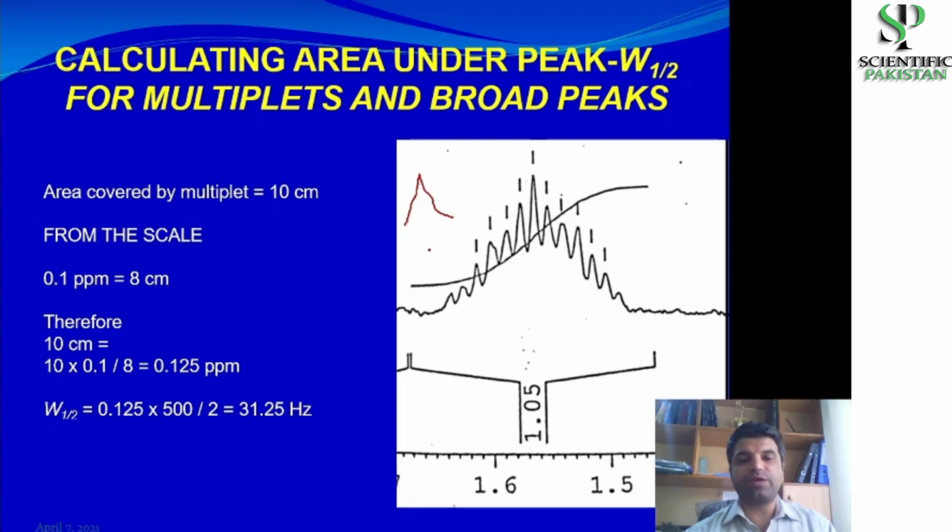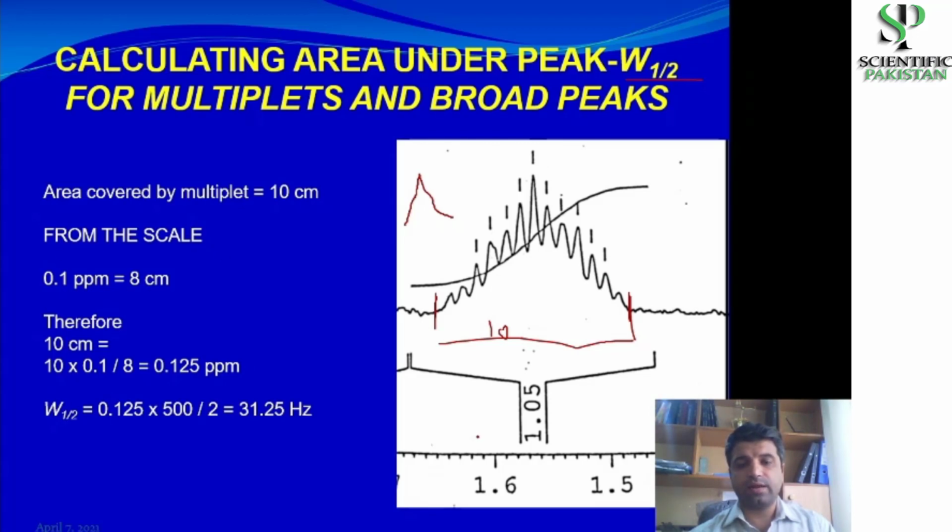For these types of peaks, we calculate the width at half height, which we also know as the W half. So how will you calculate the W half? W half is the width at half of the height of the peak, right? For this, you need to do some calculations. So you take your scale and you measure the distance between the start and the end of the peak. So this is the start and the end of this peak. So the area covered by the multiplet is equal to 10 centimeters, and you can do this with your ruler.